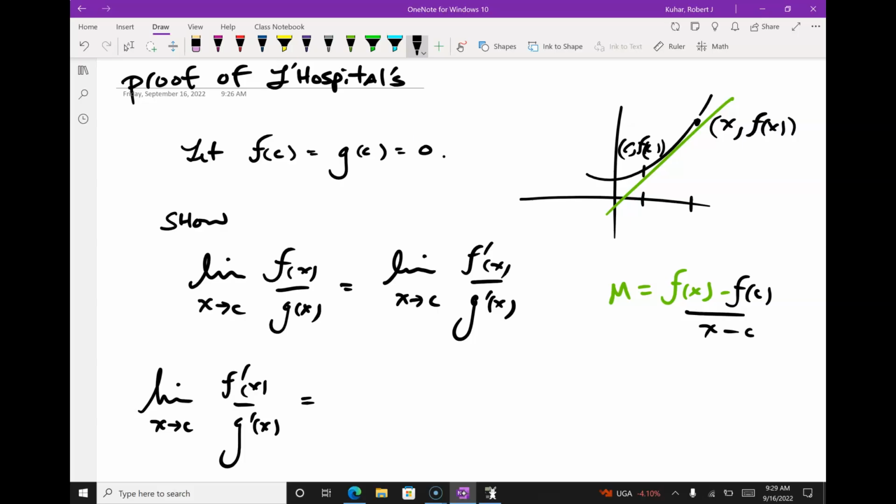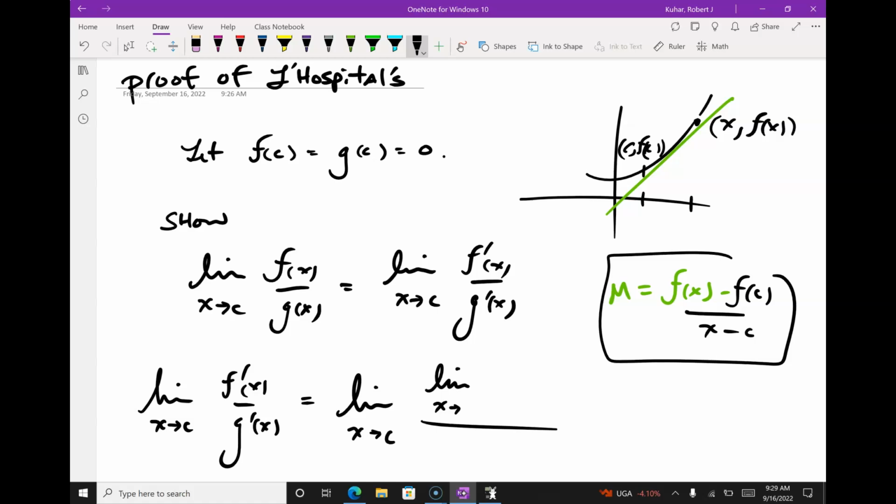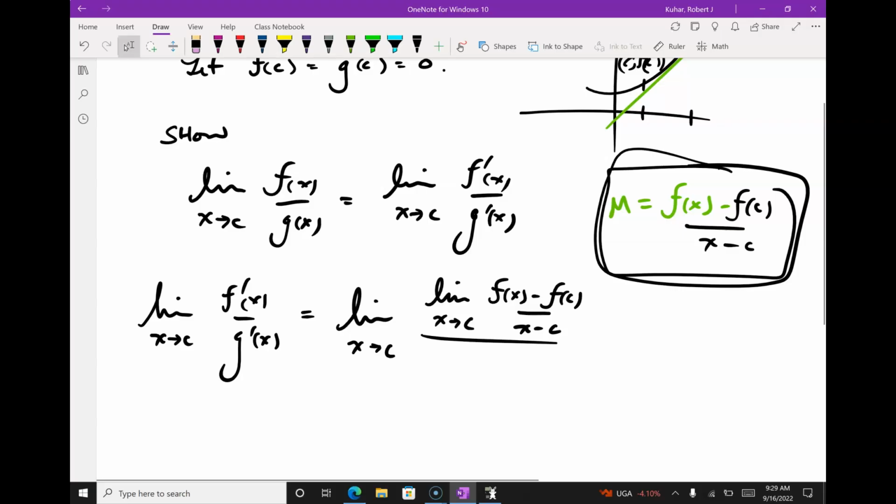And of course, that's the limit as x goes to where? Where am I interested in x going to? c, yeah. So the limit as x goes to c of f of x minus f of c over x minus c. And then downstairs, of course, it's the limit as x goes to c of g of x minus g of c over x minus c.